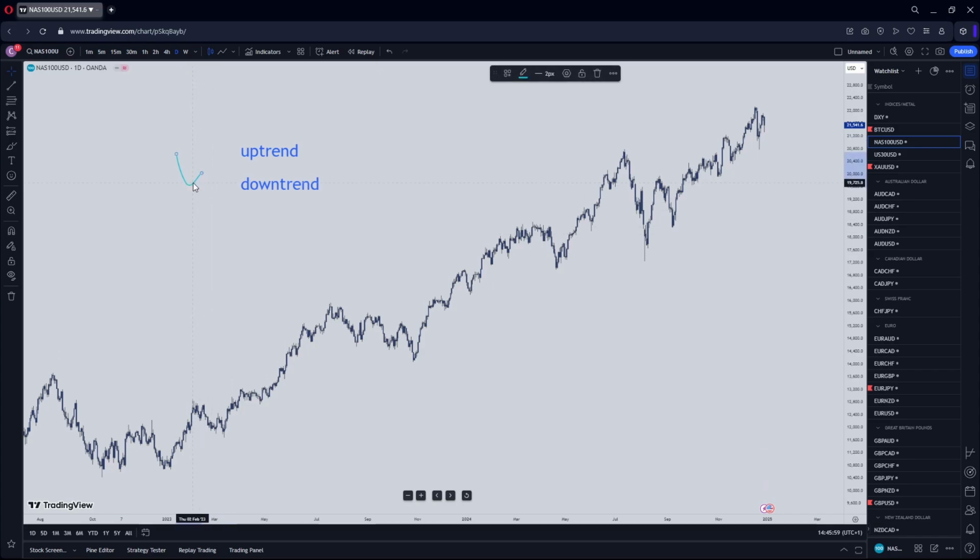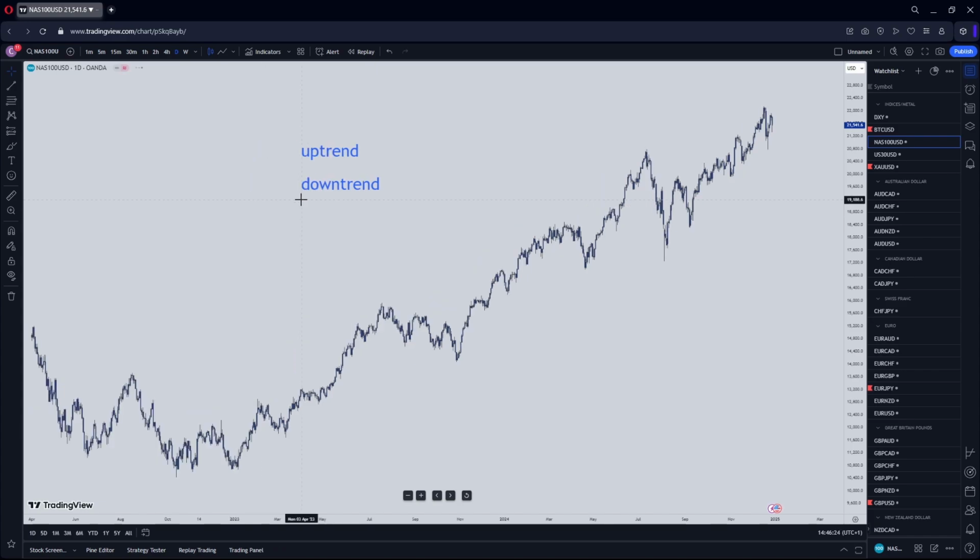So when you hear uptrend, the market is making a series of buys. There are more buyers in the market than sellers. That means the market is buying. People are buying the market. When you hear downtrend, it means there are more sellers in that market. So people are selling the market more than buying.